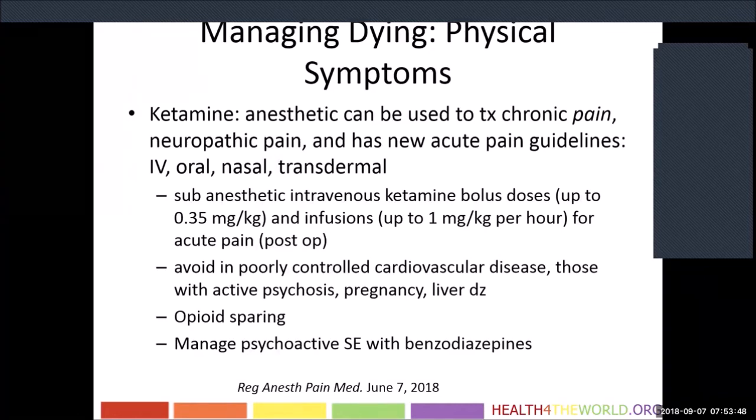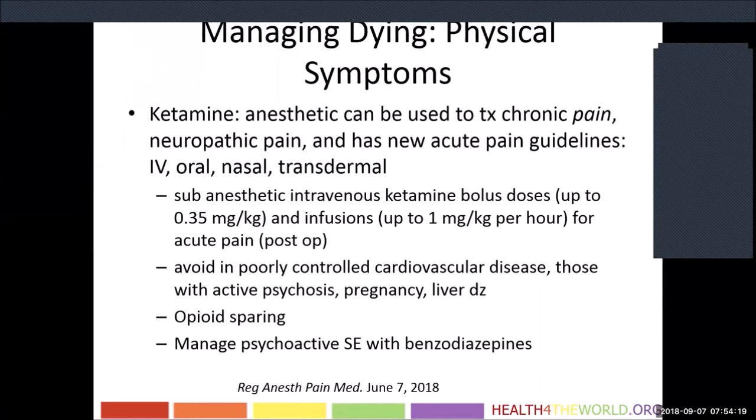Ketamine. So in places where opiates are more difficult to get, sometimes you can get ketamine because it's an older anesthetic, and it's used in that realm, so it may be available. And it can be used to treat chronic pain, neuropathic pain. And it also has new acute pain guidelines. So that's what you would need it for, because you're not managing the chronic pain, and you might be treating the neuropathic pain, but what you're actually managing is the pain of dying, which is acute, and you can give it IV, oral, nasally, and transdermally.